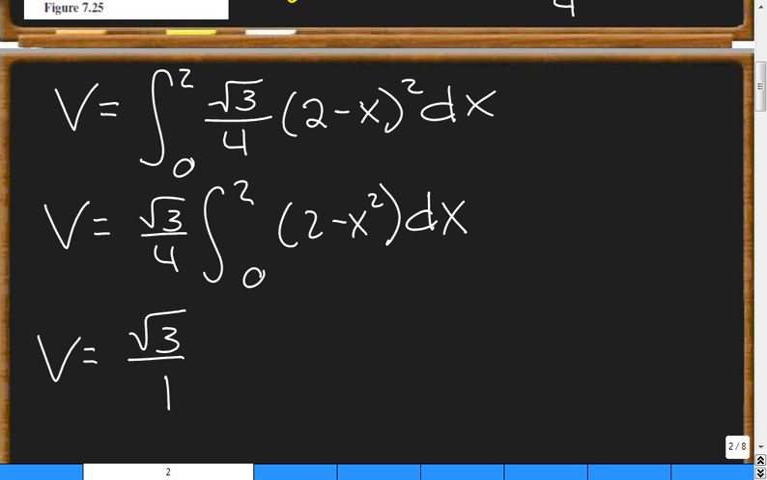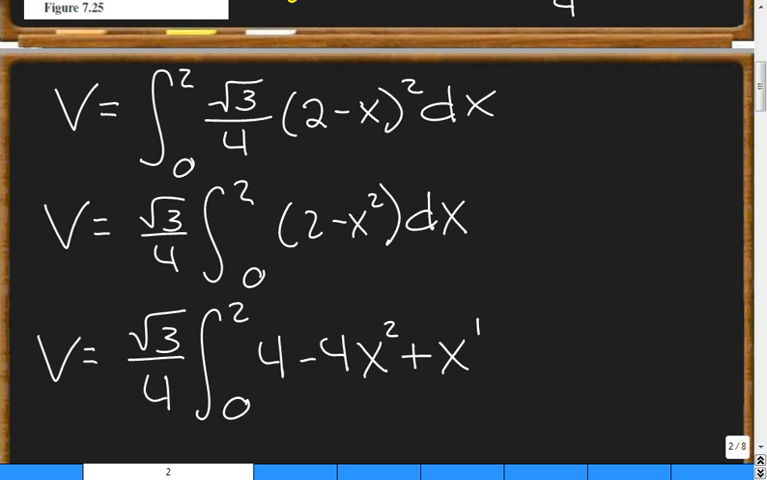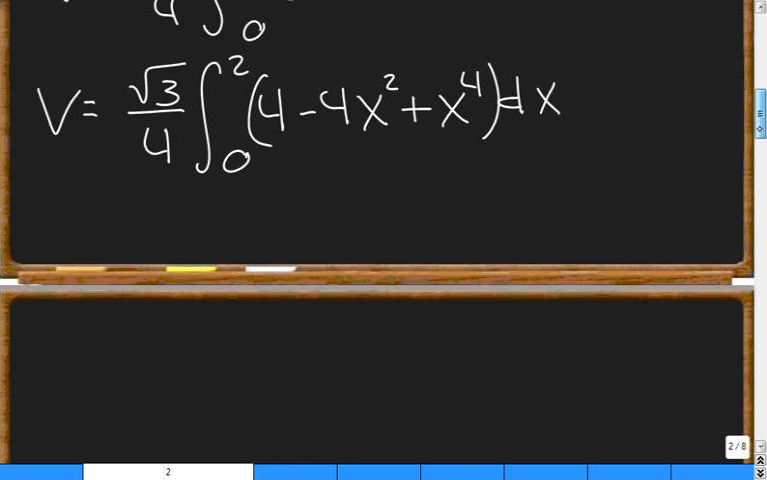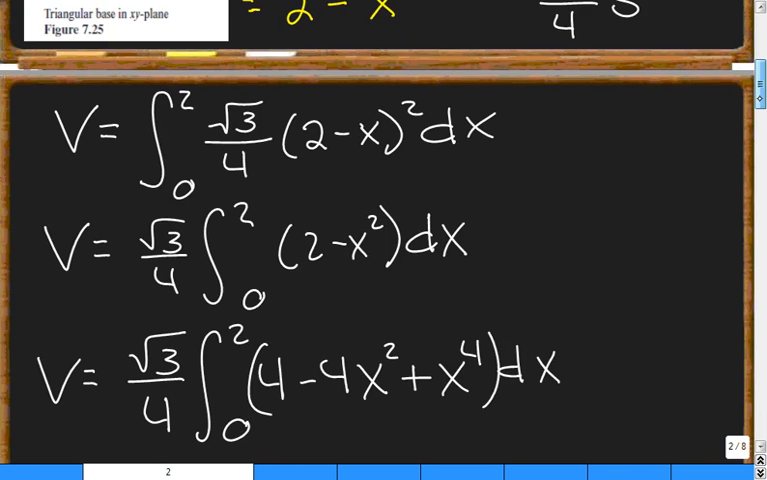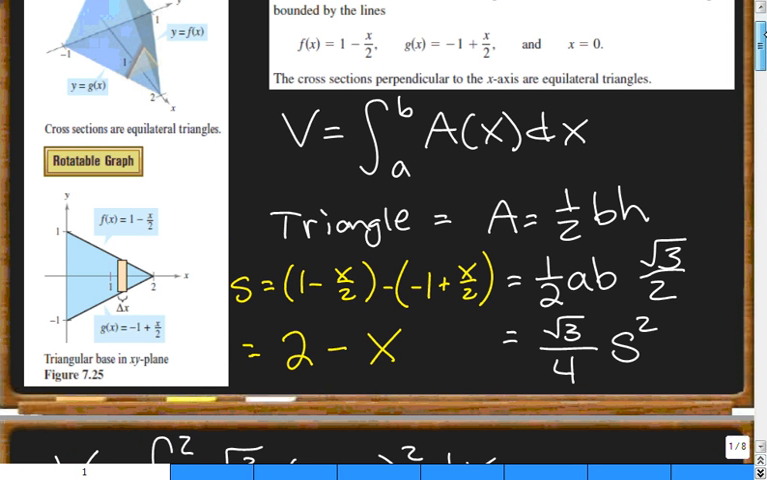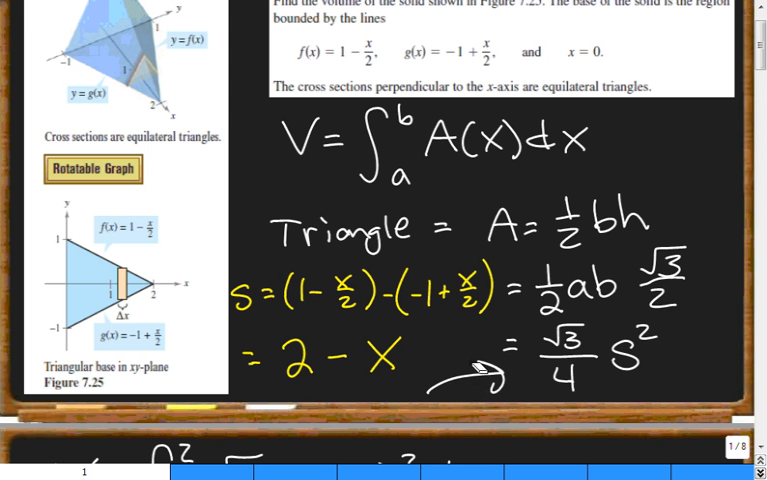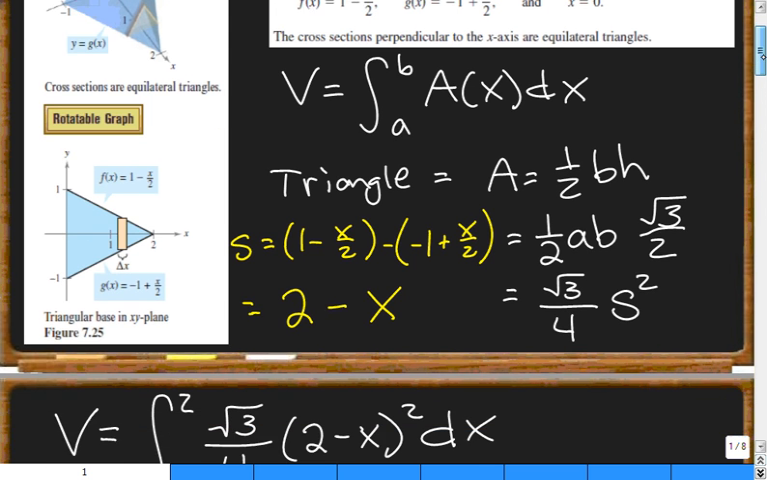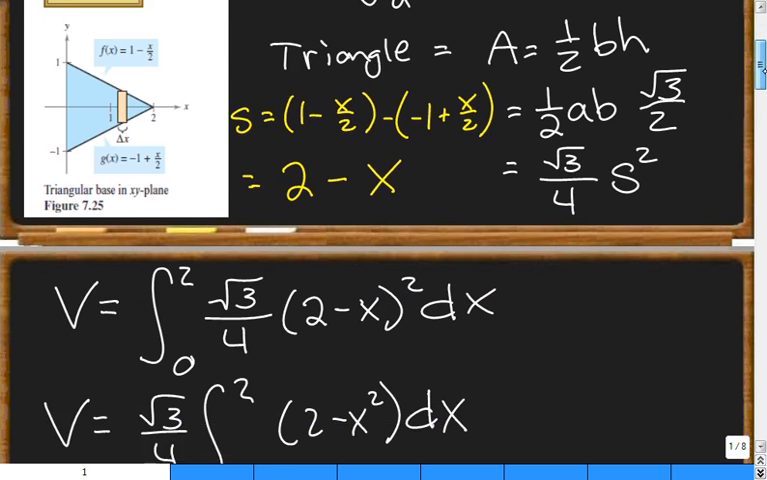In order to make this a little easier, I'm going to go ahead and expand this function so that I can apply my power rule. If I expand it, I would get 4 minus 4x plus x squared. And now I can actually integrate it. So the big goal here is to figure out what my area function is. Because I'm talking about equilateral triangles, I found that area function, and then I found what I needed from the graphs to determine the general form of the area.